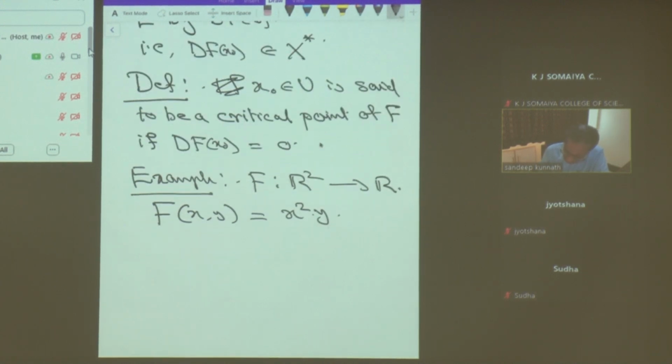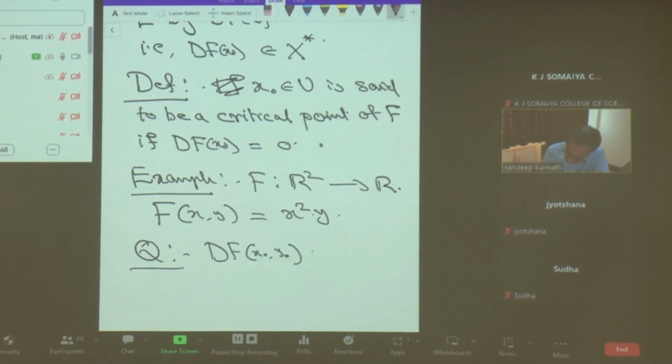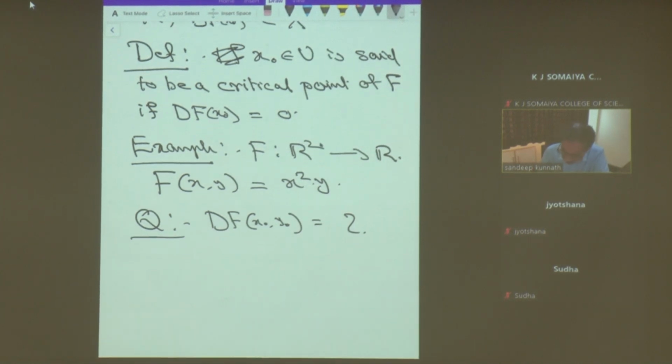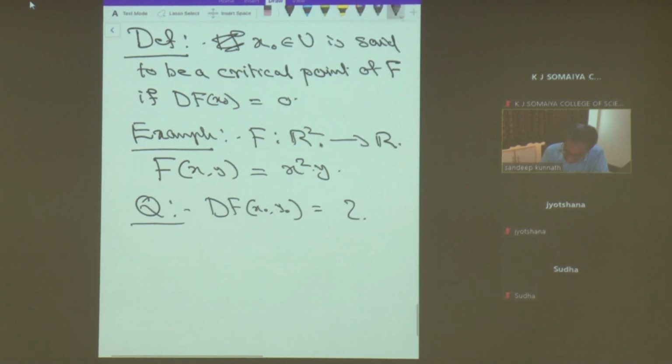So let us try to find what the derivative is. The question is about what df at (x naught, y naught) is, whether it will exist or not. If at all it exists, it has to be a linear map from R2 to R. So we wanted to check.